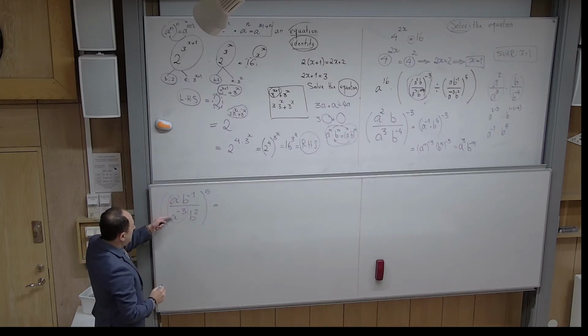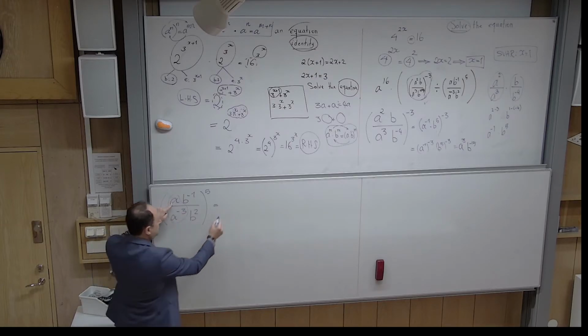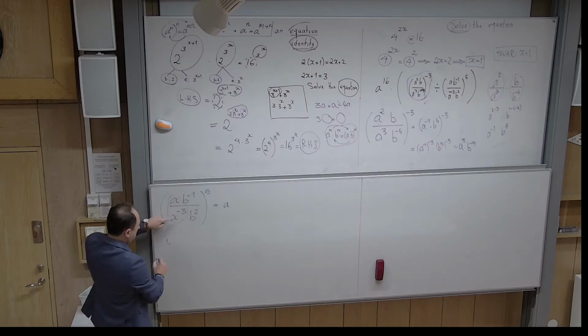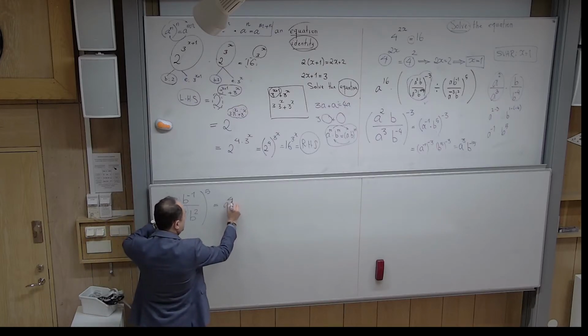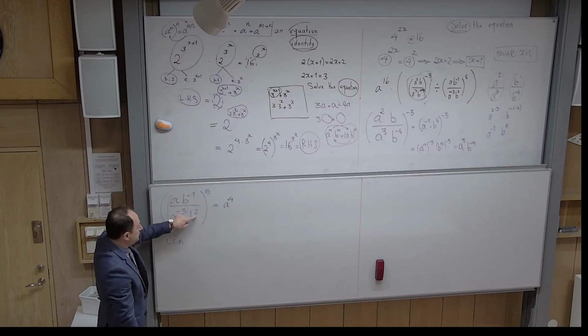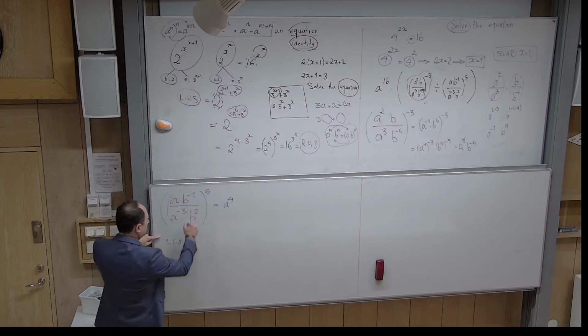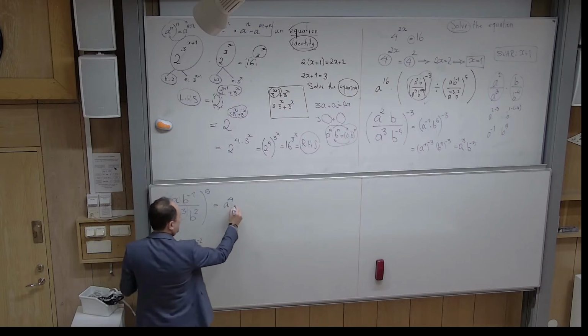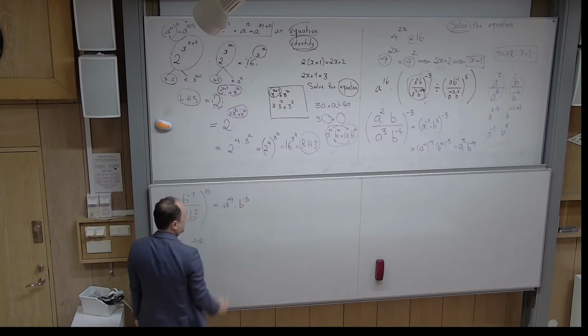A and A with different exponents. I am dividing them, so I write one of them. And what is the exponent which is not written? 1 minus the exponent here, which is 4. So this becomes A to the 4. And then B to the power of minus 1 divided by B to the power of 2. So I have to write this exponent minus this exponent, which is minus 3. So it becomes B to the minus 3.